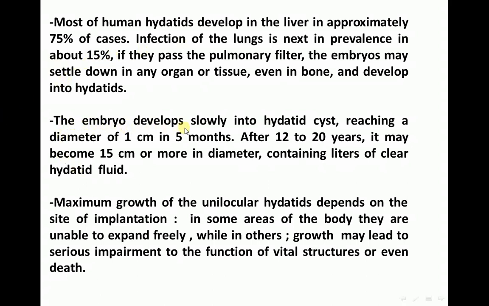The embryo develops slowly into hydatid cyst, reaching a diameter of 1 centimeter in 5 months. After 12 to 20 years, it may become 15 centimeters or more in diameter, containing liters of a clear hydatid fluid. Maximum growth of the unilocular hydatids depends on the site of implantation، المكان الذي ينغرز به هذا cyst. In some areas of the body, they are unable to expand freely, while in others, growth may lead to serious impairment to the function of vital structures or even death.